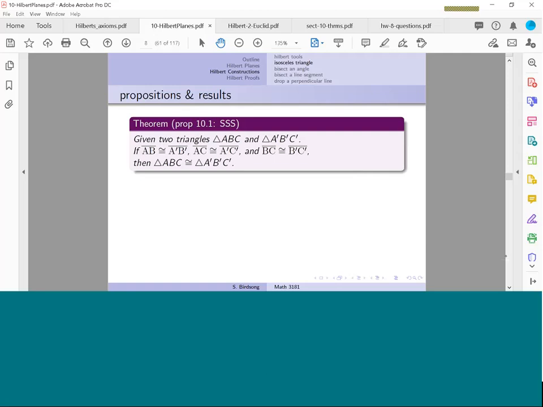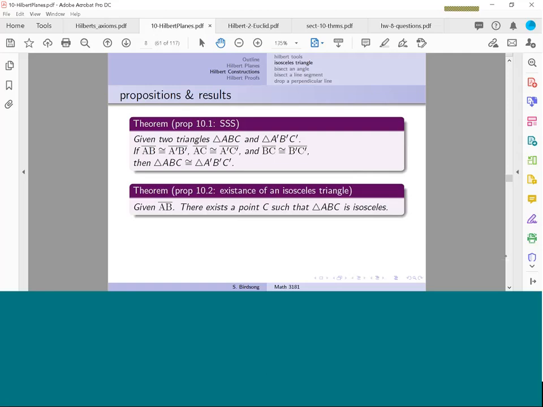Just like you also get angle, angle, side and angle, side, angle as well. You also get, and this is the one we just looked at, that an isosceles triangle will always exist on any given side or any given base, AB. Now, this proposition just tells you that you'll be able to find that point C to get the third point for the isosceles triangle. It doesn't tell you how. The example with the construction we just did tells you the how. How do I actually construct this isosceles triangle?